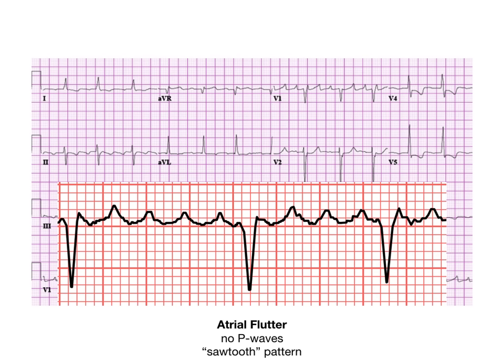So A-flutter has no P waves and it's got the sawtooth pattern, sort of like AFib in that the rate is similar and maybe the appearance is similar in terms of no P waves, so it's not sinus, but look for the sawtooth appearance. So that is atrial flutter.